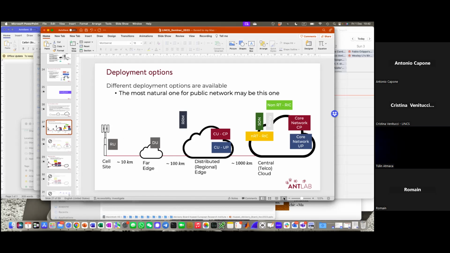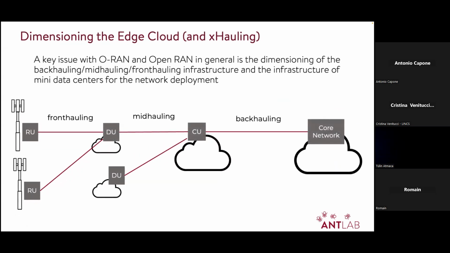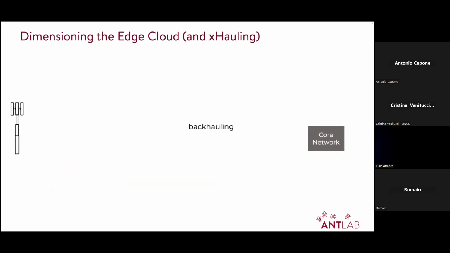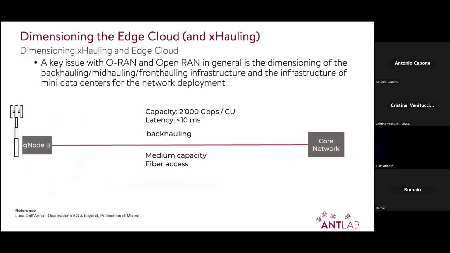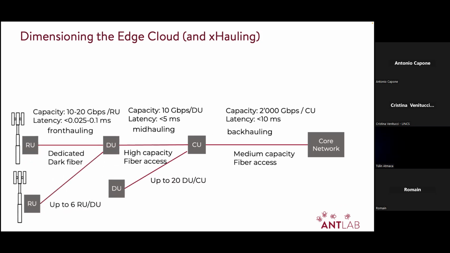I have a slide. Okay, so again, when it comes to the general architecture, of course it's important to dimension the computing capacity and the connectivity capacity. So let's try to see. This is the traditional one with the monolithic gNB and the backhauling. Then you may have only the midhauling. The capacity for each of these links is in the order of 10 gigabits per second per DU with high capacity fibers. And then the full network has this kind of capacity.